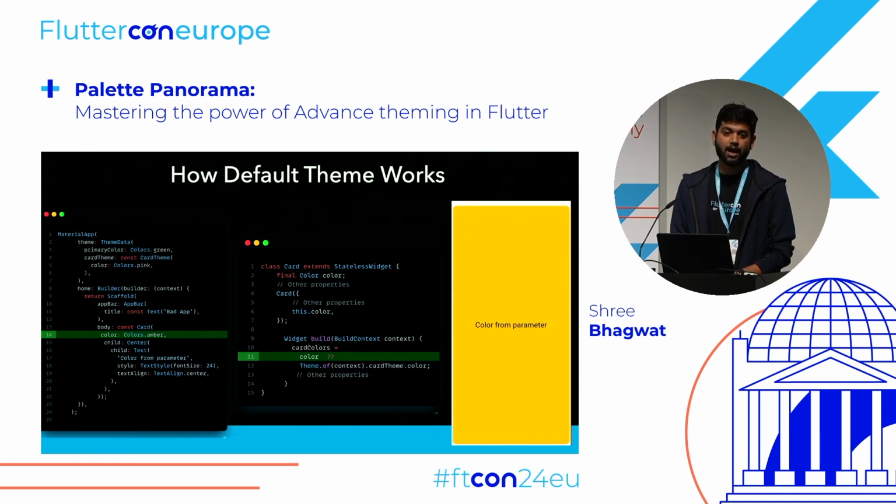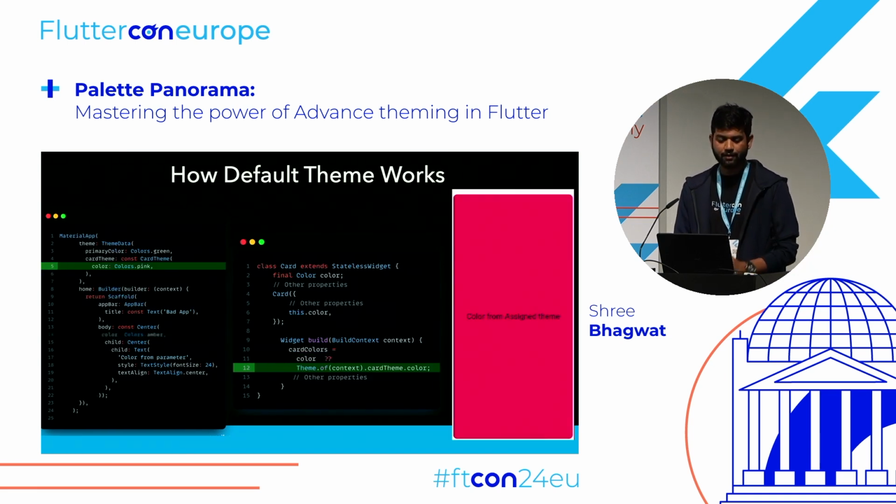But then I pass a color when I call the card. As an argument, I'm passing Colors.amber. It is just a chromish effect. And you can see it's not using the default theme. Now it is using the color that I have passed as an argument inside the card, and you can see our background is of amber color.